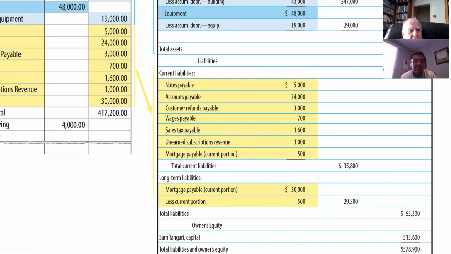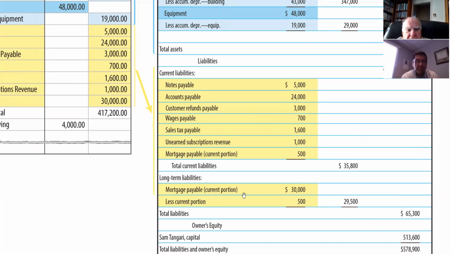And as you pay the note down, year 2 becomes current, year 3, etc. Accounts payable should always be listed first. I've never seen a balance sheet anywhere that started with notes payable. Accounts payable, then notes payable. Then refunds payable, your accrued wages, sales tax, all the stuff. These are your current liabilities.